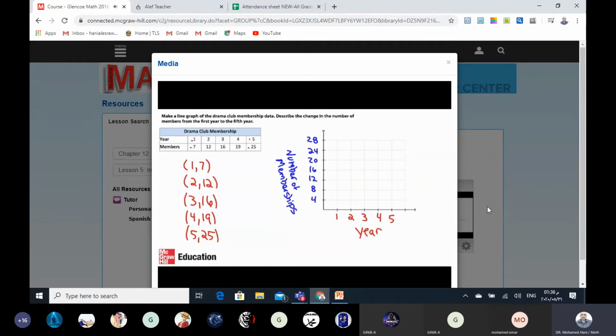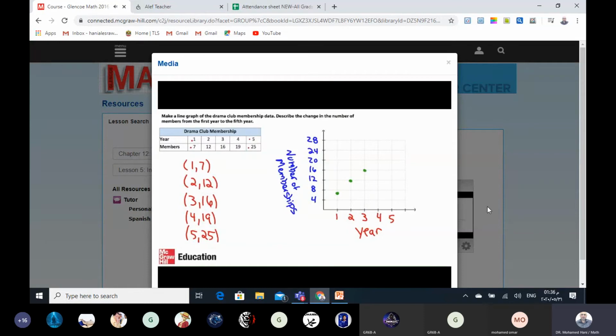So let's go ahead and plot these points. So we had in year 1, 7 total memberships. So I'll come over to the 1, right 1, and then up 7. And we're just going to estimate this because we don't have an exact increment that's 7, but it'll be close to 8. Then we have 2 and 12: to the right 2 and then up 12. 3 and 16: to the right 3, up 16.